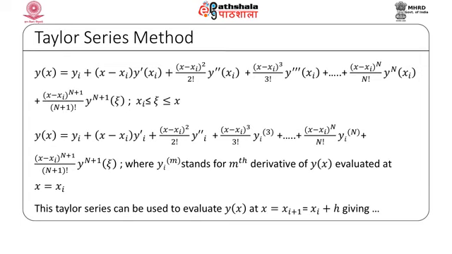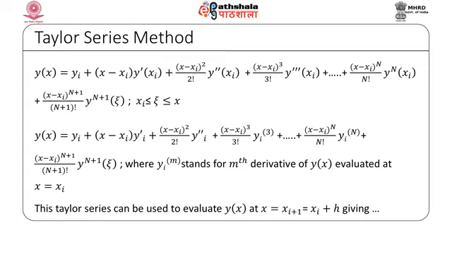This Taylor series is given by y(x) is yi, that is y at the point xi, plus (x minus xi) into the first order derivative of y at the point xi, plus the next term, (x minus xi) squared by 2 factorial, second order derivative at xi, the next term (x minus xi) cubed by 3 factorial, third order derivative at xi, and so on up to the nth power, (x minus xi) to the n by n factorial, nth derivative at xi, and then the remainder term.